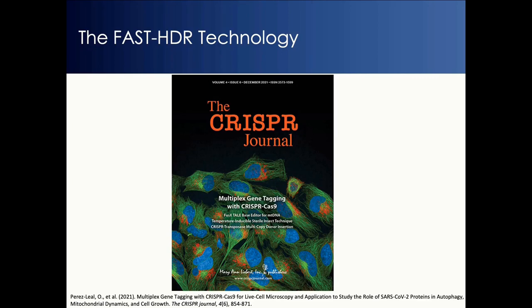So now I'm going to show you some examples of projects where we have used modified cells with this technology to study the function of proteins or to discover compounds that have specific biological activities.